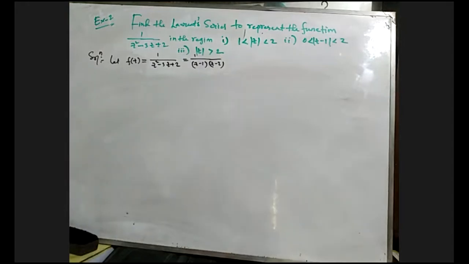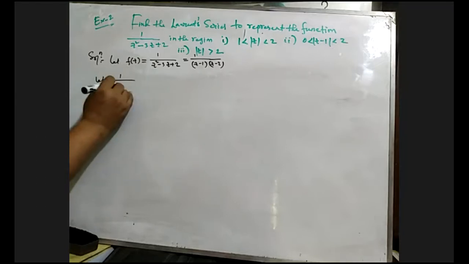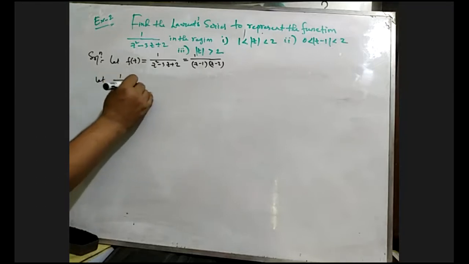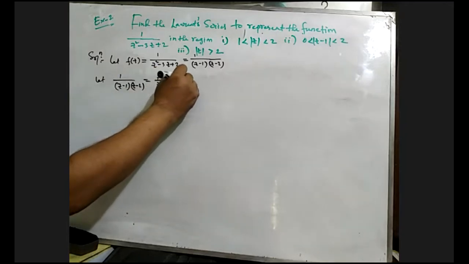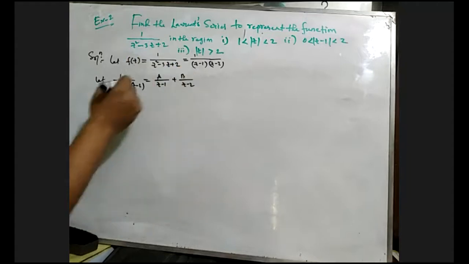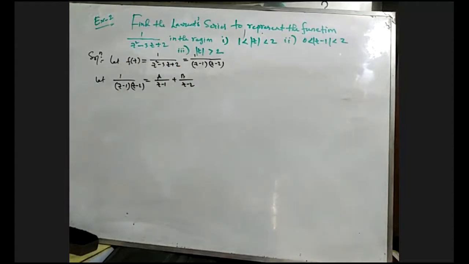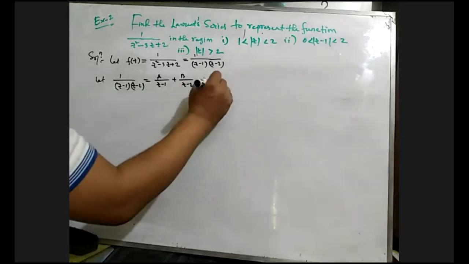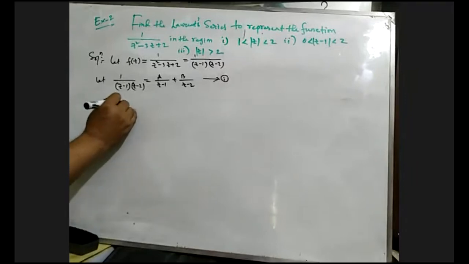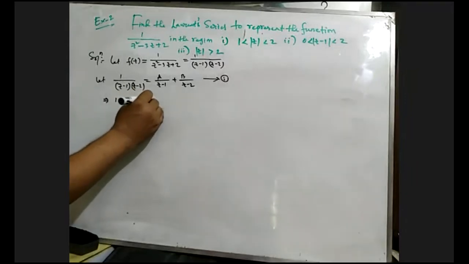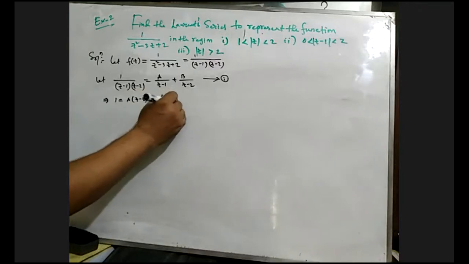Okay, so there are two poles, or singularities, 1 and 2. Now we can write 1 divided by (z minus 1)(z minus 2) as a divided by z minus 1, plus b divided by z minus 2, using the partial fraction method. This is equation number 1. From this line, 1 equals a into (z minus 2) plus b into (z minus 1).